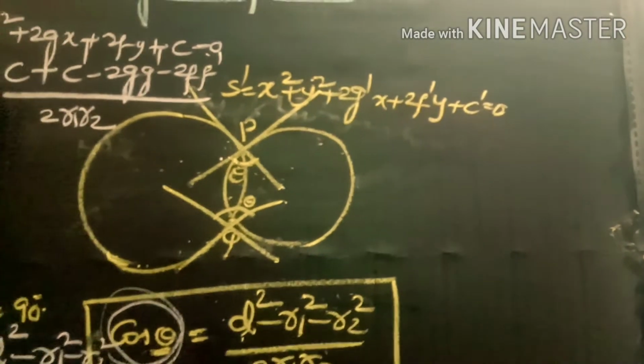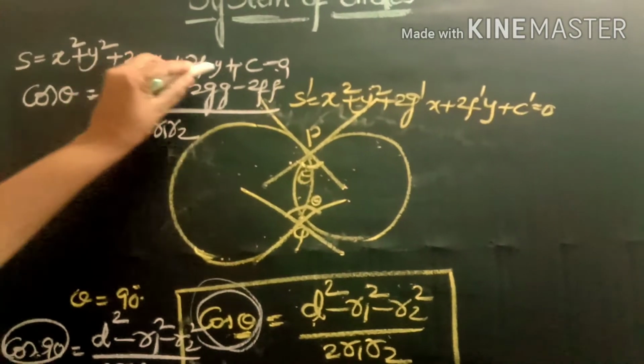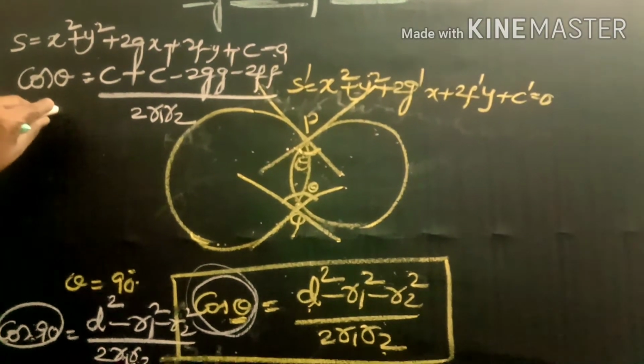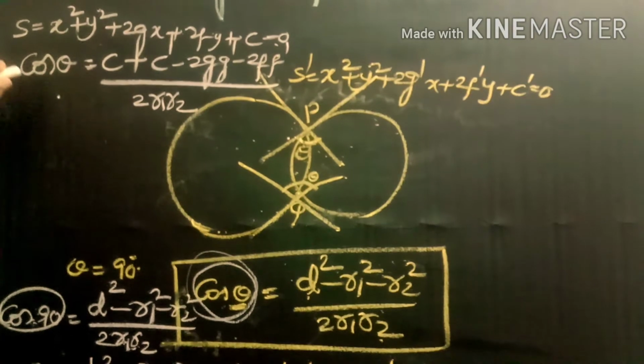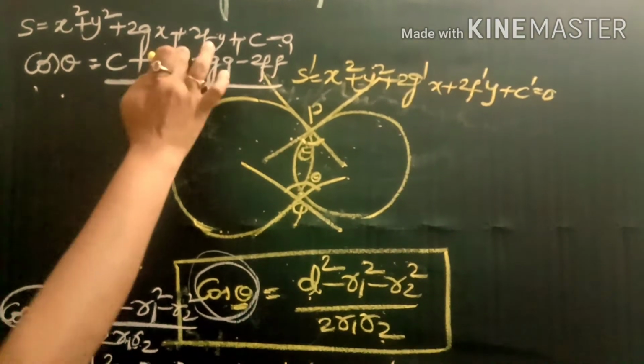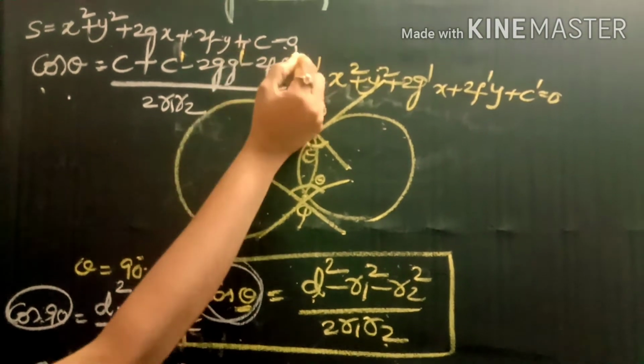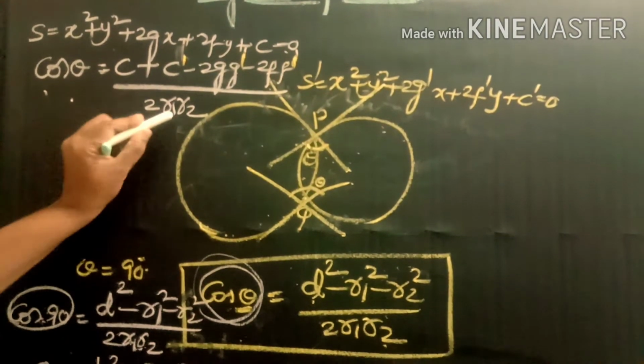Suppose we take these two circles and find the angle between them. We use this formula to find the angle between the circles: cos theta is equal to c plus c dash minus 2gg dash minus 2ff dash by 2r1 r2.